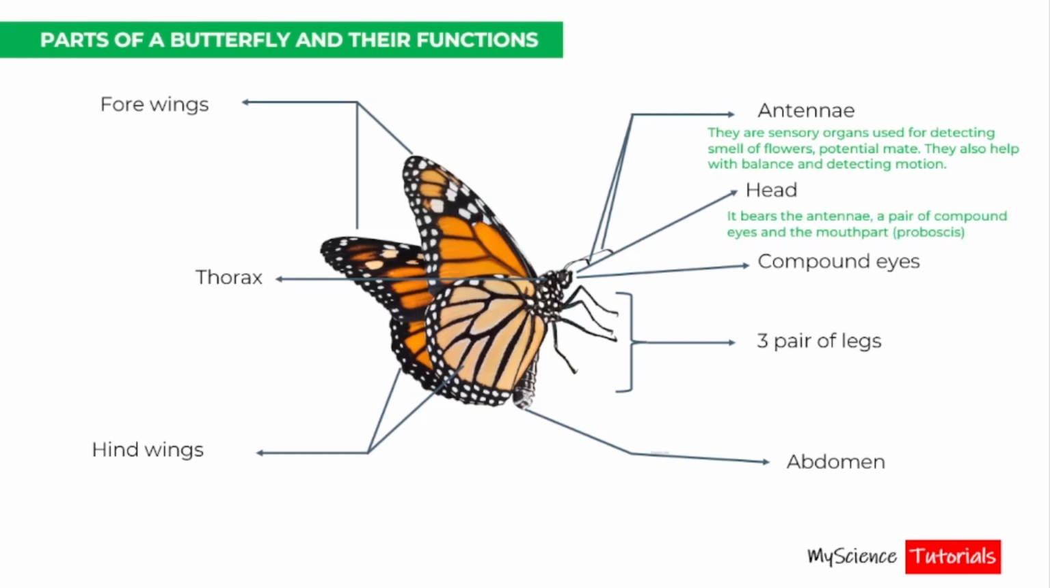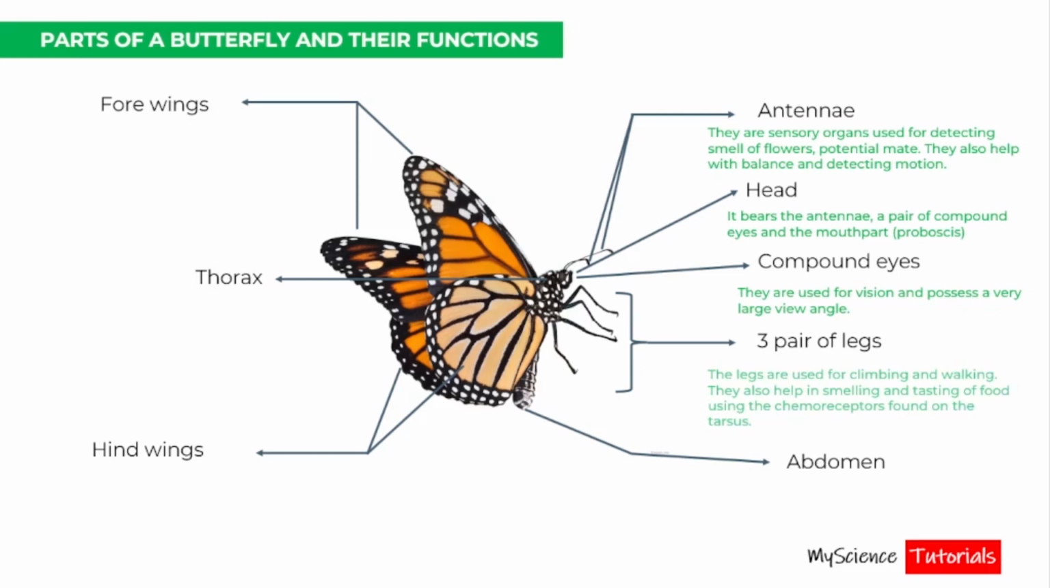Now the head bears the antennae, a pair of compound eyes and mouthparts, which we are calling proboscis, for sucking. On the head we also have the compound eyes, which are used for vision and possess a very large angle of view. On the thorax we have the three pairs of legs. Now the legs are used for climbing and walking. They also help in smelling and tasting of food, usually using the chemoreceptors found on the tarsus.